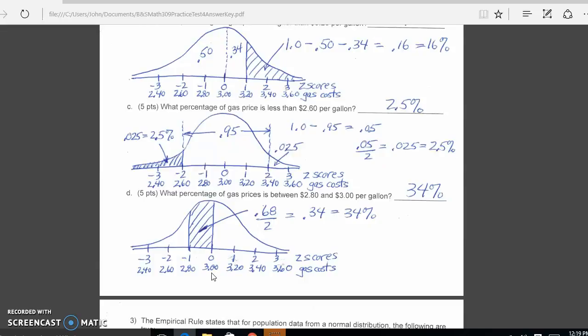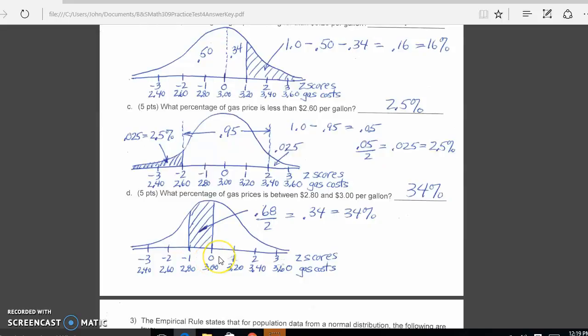and then as I move to the left, I subtract one standard deviation, and one standard deviation below the mean is $2.80. The question is, what percentage of gas prices are between $2.80 and $3 per gallon? And that is the same as asking what area is between -1 standard deviation and the mean.